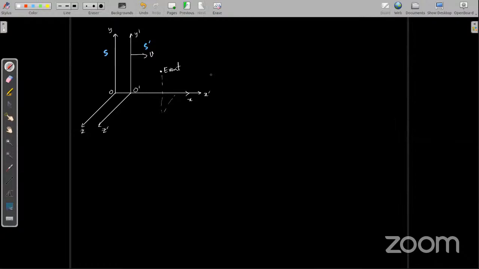So again, we just take the same scenario that Sagar was explaining throughout. We have two frames of reference, S and S prime. S prime frame is moving at a relative uniform velocity of v with respect to S. Okay, now we have some event.